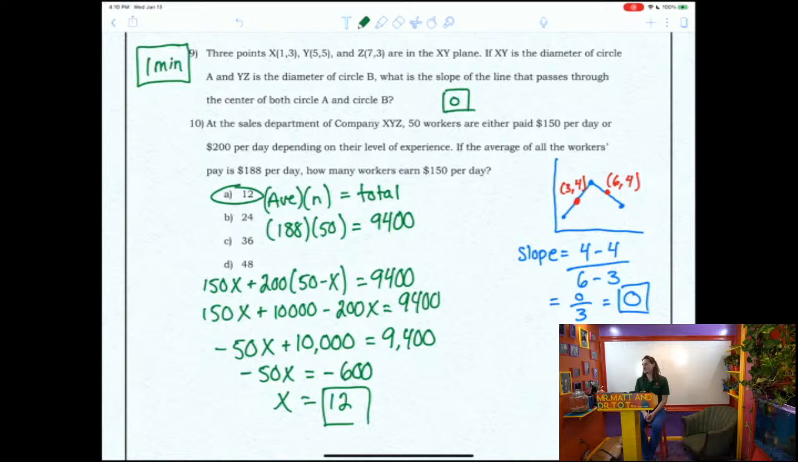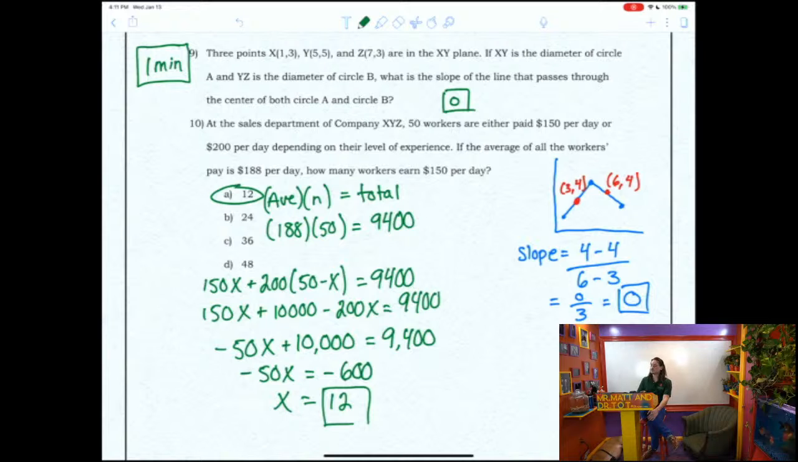So this is actually going to have a slope of 0 because it's a horizontal line. And if you wanted to go about calculating that, you just take y2 minus y1 divided by x2 minus x1. y2 is 4, y1 is 4, 4 minus 4 is 0, so 0 divided by anything is just 0. So the answer to number 9 was 0.